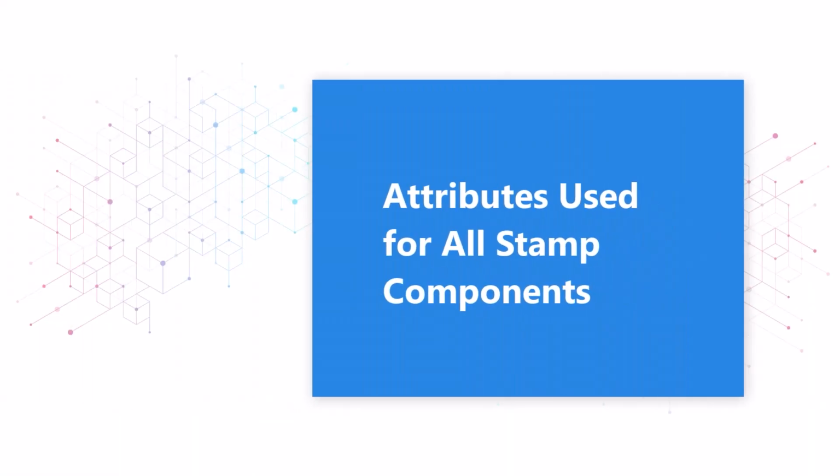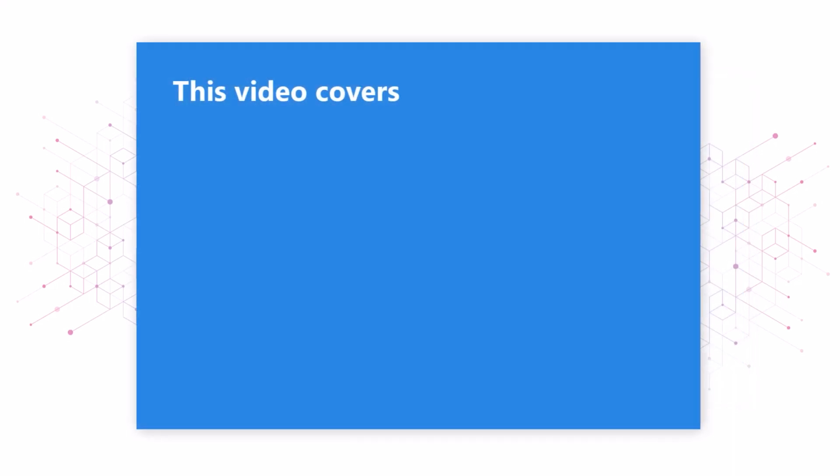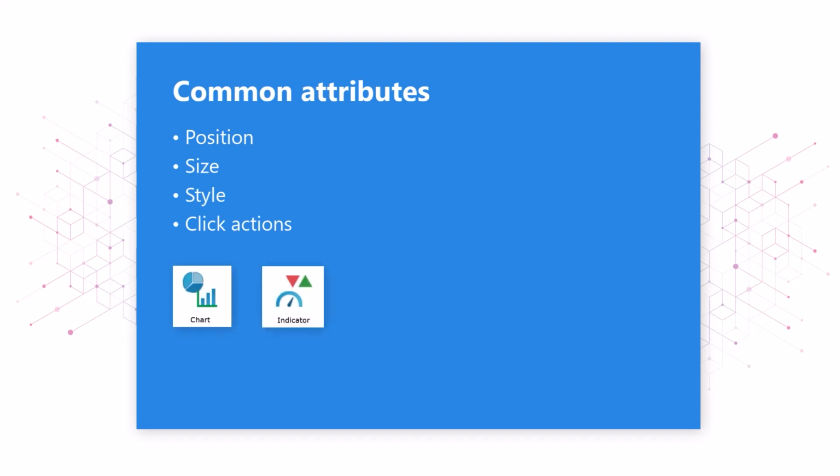In this video, we'll discuss some of the universal attributes that can be used to specify components within the stamp grammar. These attributes include the attributes used by all component types, as well as the time range attribute, which is used by multiple components, including indicators and charts. The common attributes are position, size, style, and click actions. These attributes work with all the component types, including charts, indicators, texts, any portlet type within the regular non-stamp dashboards.